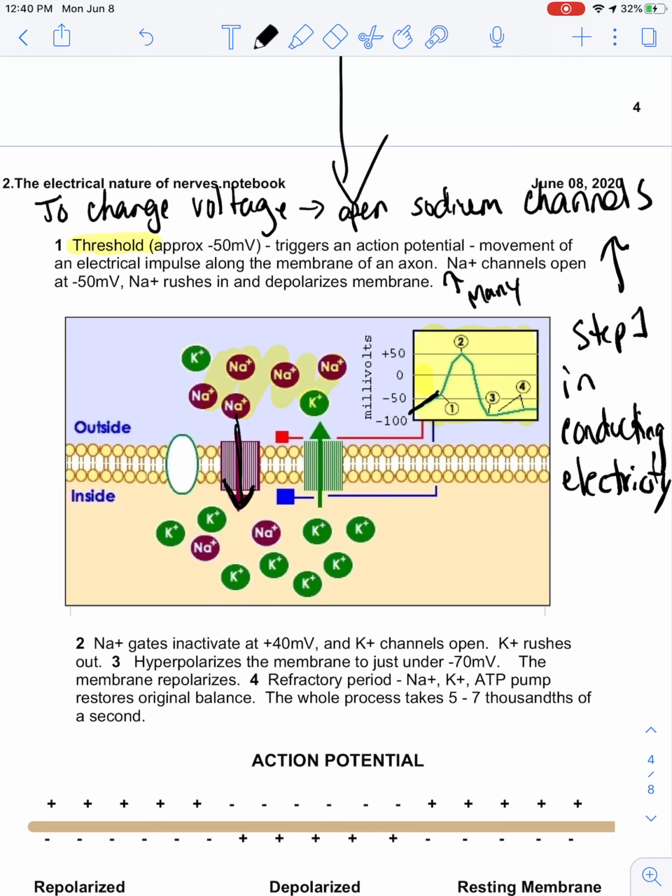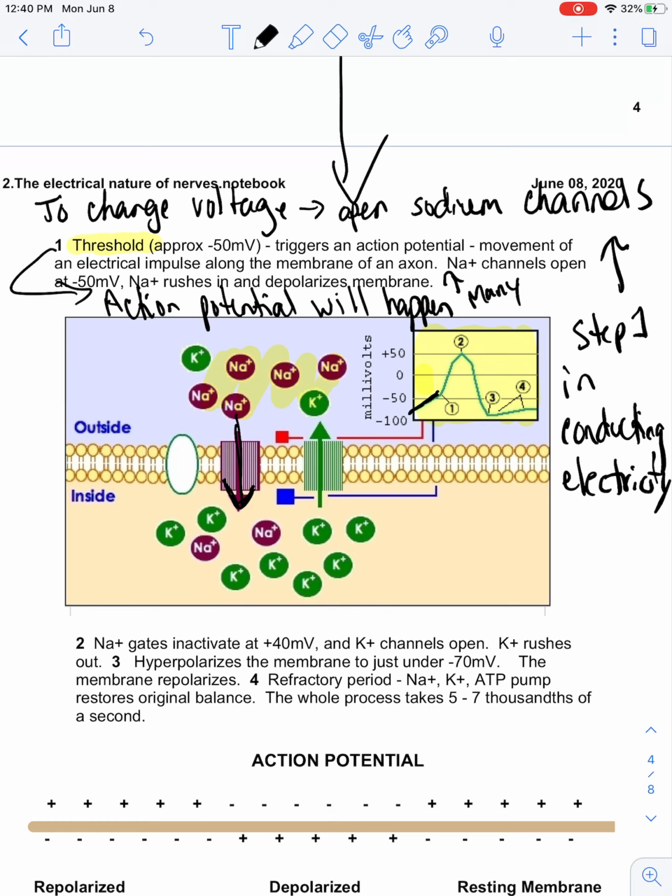And at that point, there's so much sodium flooding in that there's no going back. You will get what is called an action potential. As soon as you hit that -50, an action potential will happen. So at threshold, that action potential will happen. And an action potential means we're just going to be moving electricity through the neuron. Okay? So all the sodium channels open.